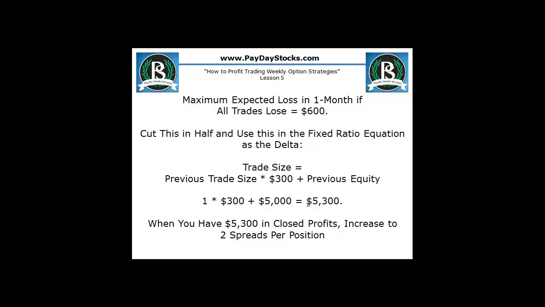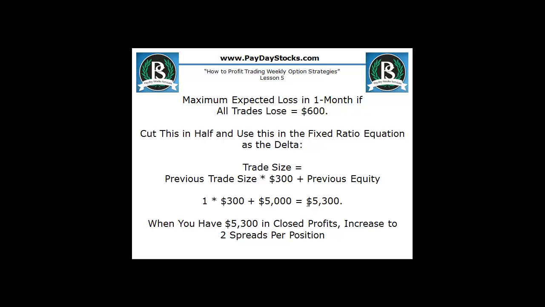So here's the table. If you were to apply that strategy all the way down, then at 5,300 you go to 2 spreads per trade. At 5,900 or above you go to 3 spreads per trade. At 6,800 you go to 4 spreads per trade. At 8,000 you go to 5, etc., etc. You get the idea.